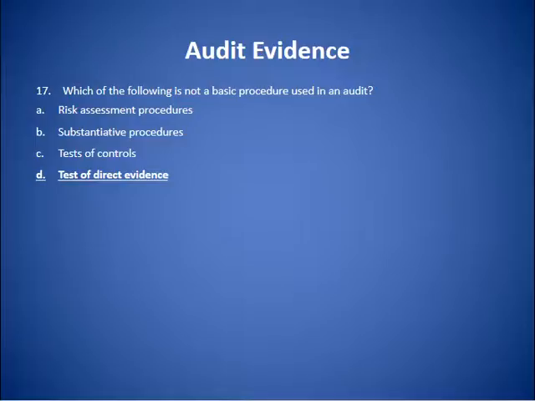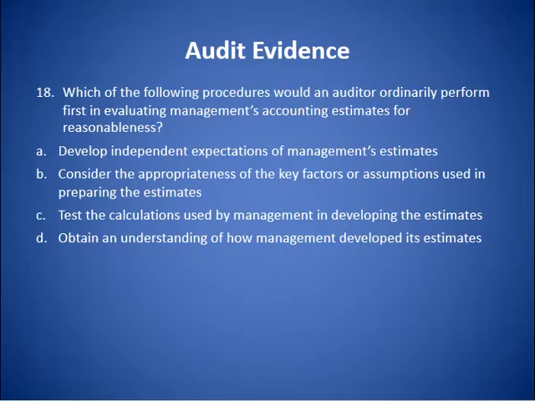Okay, let's try question number 18. Which of the following procedures would an auditor ordinarily perform first in evaluating management's accounting estimates for reasonableness? So again, you have your four responses. Stop your video when you're ready. Restart your video for your answers.